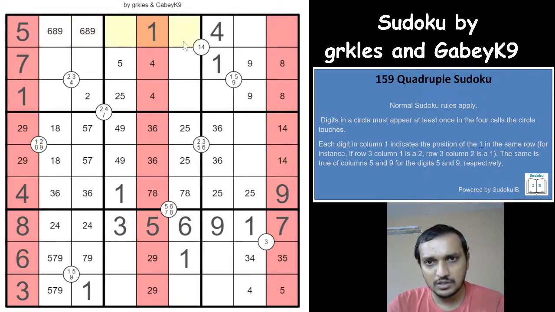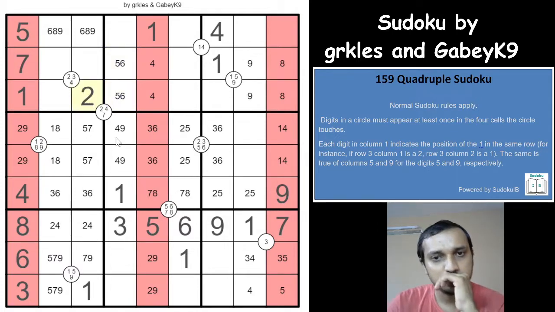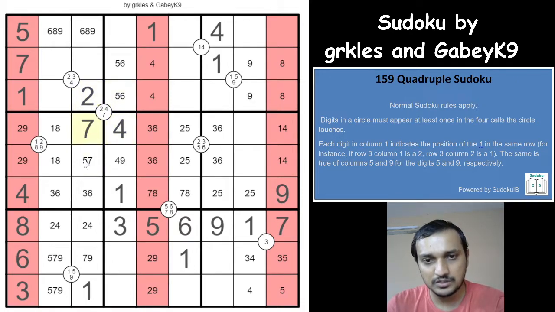Six cannot be here, cannot be here, cannot be here. So you have a 5 6 pair here. So which means 2 cannot be here. So 2 would have to be here. When you have a 2 here, only place for 4 and 7 in these 3 cells is this place and this place. That should be easy for us to complete this whole 2 rows here. Wow, that is awesome, right?